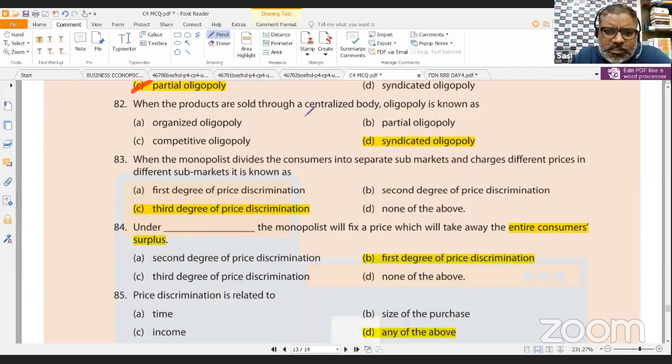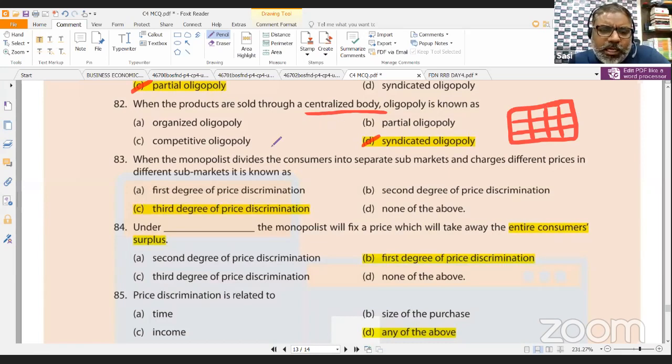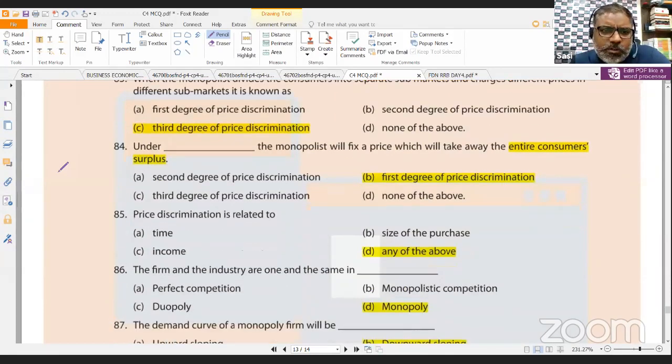Where the products are sold through a centralized body, then that is called as a syndicated oligopoly. Syndicated oligopoly means one centralized body is selling the products. All of them are contributing to that centralized body, all the producers, and that centralized body is selling the products. That is called as syndicated oligopoly. Usually we see this in the weaving industry. Lot of cloth weavers and sari weavers, they themselves will not sell. They will manufacture and they will sell all of that to a particular market. That will be generally like a society. And that society will sell to the ultimate consumers. So the selling happens through a centralized body is called as a syndicated oligopoly.